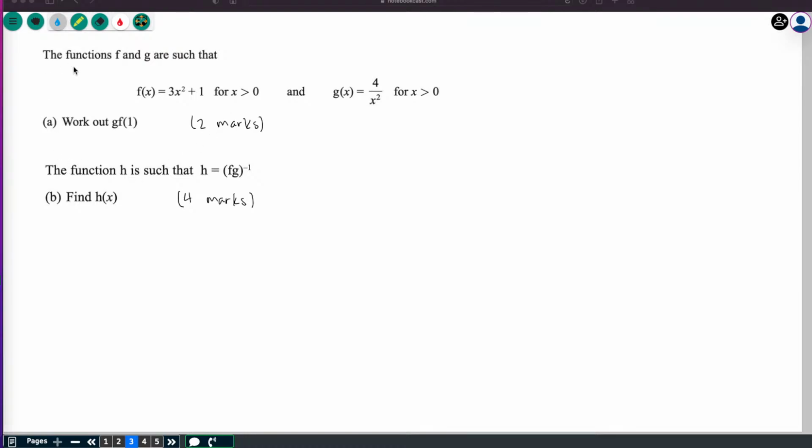Okay, so this question says, the functions f and g are such that f of x equals 3x squared plus 1 for x greater than 0, and g of x equals 4 over x squared for x greater than 0. Part A says, work out g of f of 1. This is a 2-mark question. Okay, this is from an Edexcel exam paper.